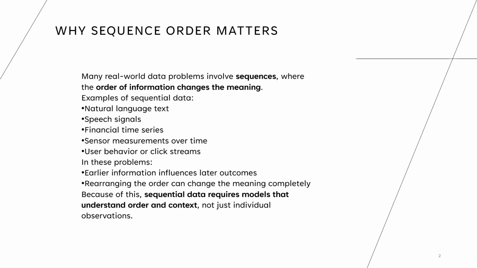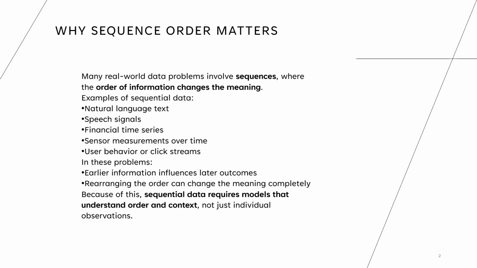The same idea appears in many other domains. Financial data arrives as a time series, where yesterday's price influences today's interpretation. Speech signals are sequences of sounds that must be interpreted in the order they are spoken. Sensor data from machines or IoT devices also arise as streams of observations over time. In all of these situations, the data points are not independent. Instead, each observation is connected to what came before it.